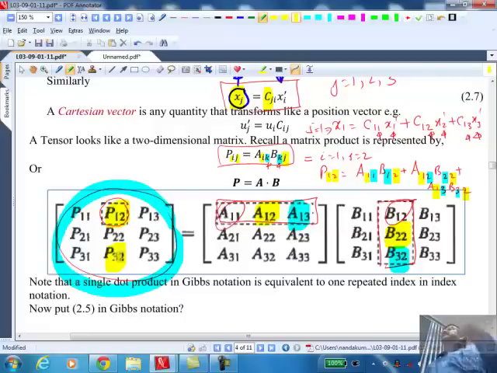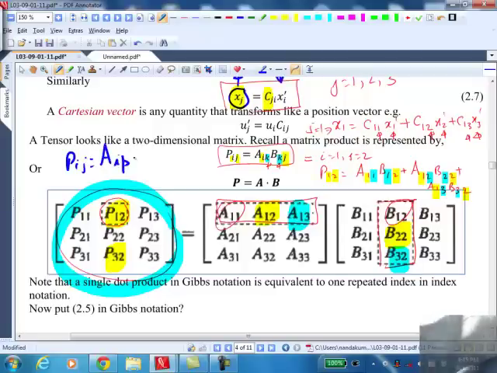Sometimes this repeated index is called a dummy index because it doesn't have to be k. You can call it p. I can write it as A_ip B_pq. The result will be the same. Do you understand what I mean? The meaning of that will remain the same.